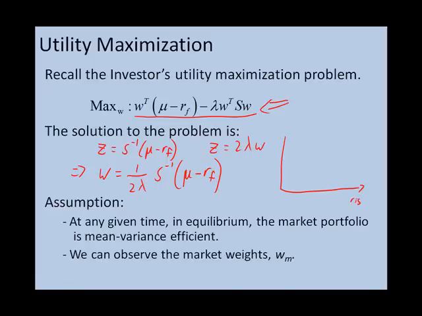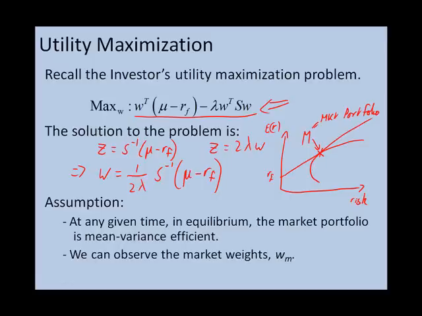On our graph, we have risk and we have expected returns. We have our T-bill rate. Here we have our feasible set of investments. The optimal portfolio is also equal to the market portfolio. And we know it's an efficient portfolio because it's lying on the efficient frontier.